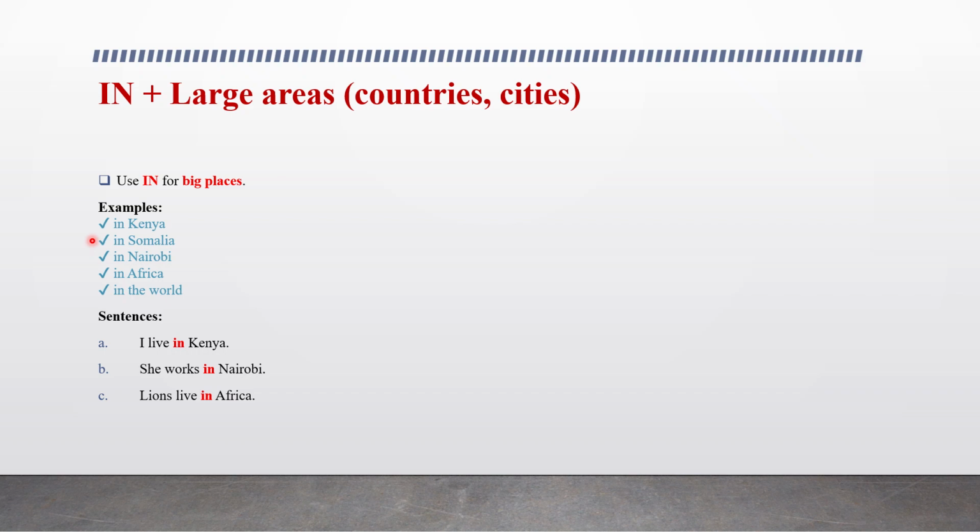When you look at examples in our sentences, you can say I live in Kenya, she works in Nairobi, and lions live in Africa. So we are looking at a country, a city or a town, a continent or a very large area, like for example, the entire world. You use in.